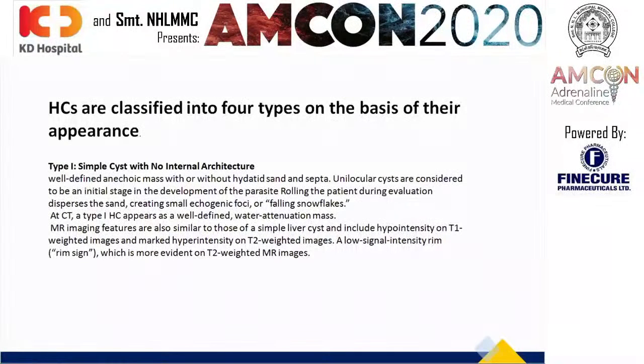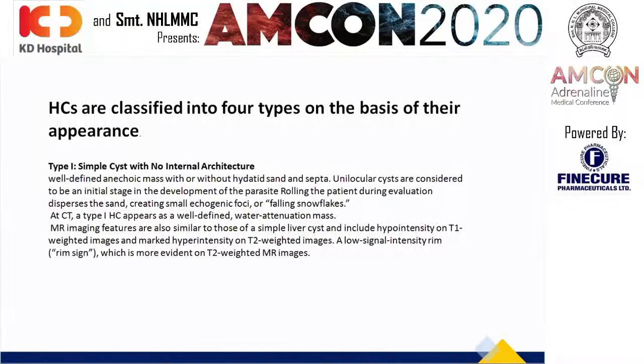Hydatid cysts are classified into four types on the basis of their appearance. Type 1 is a simple cyst with no internal architecture. These appear as a well-defined anechoic mass with or without hydatid sand or septa. Unilocular cysts are considered to be an initial stage in the development of the parasite. The parasite during evolution disperses the sand, creating small echogenic foci or falling snowflakes.